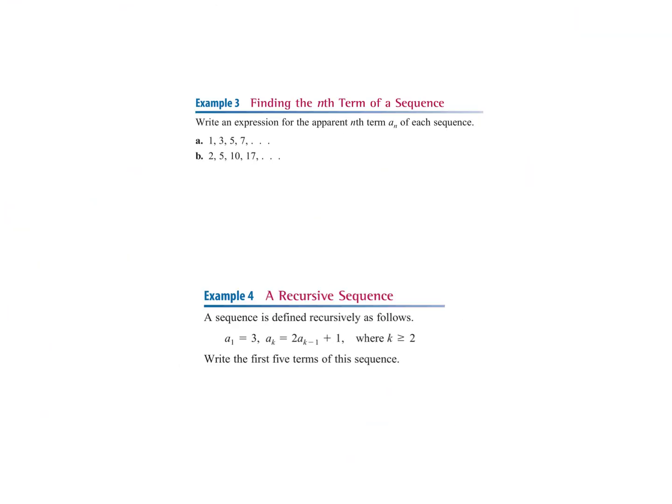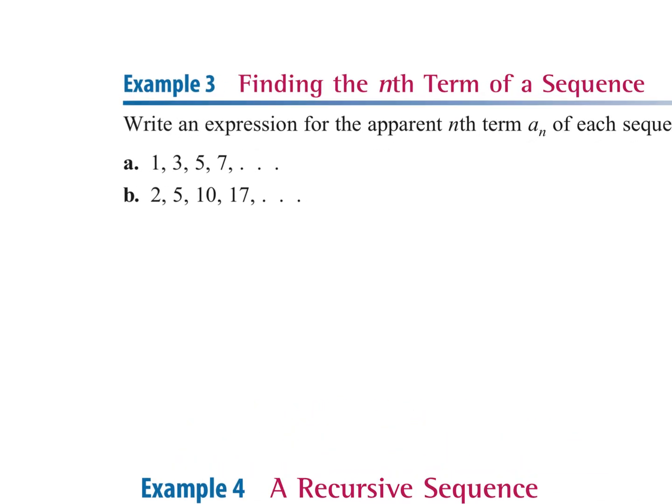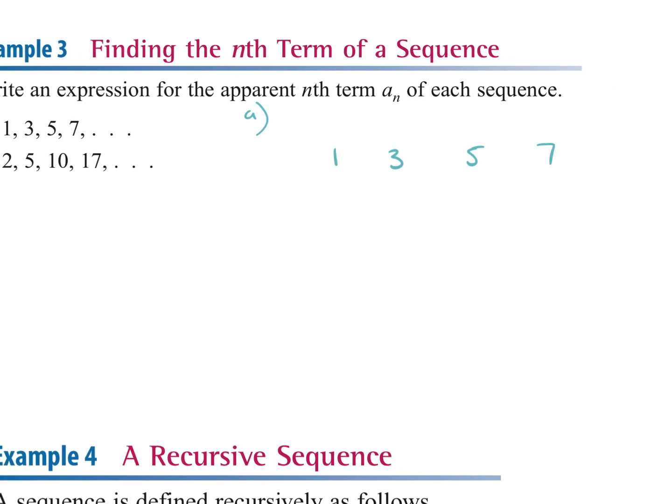Awesome. In example 3, it says to write an expression for the apparent nth term of each sequence. When we do this in 8.2 and 8.3, we're going to have formulas to make it a little bit easier for us to come up with an expression. But for now, we're just going to use our brain. So my terms for A are 1, 3, 5, and 7. I'm going to make a little table here. So our first term is 1, our second term is 3, our third term is 5, and our fourth term is 7.